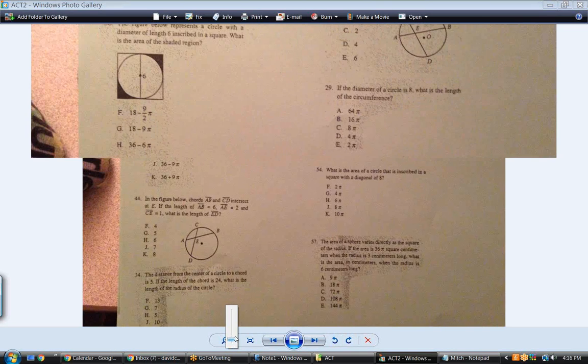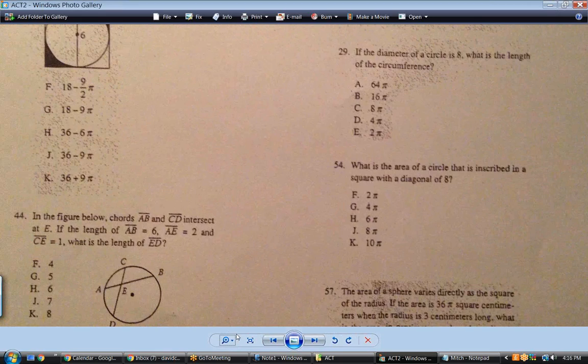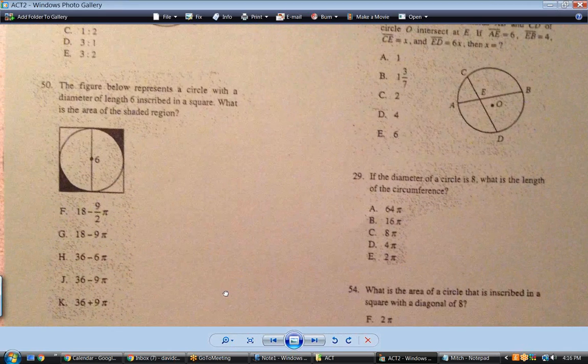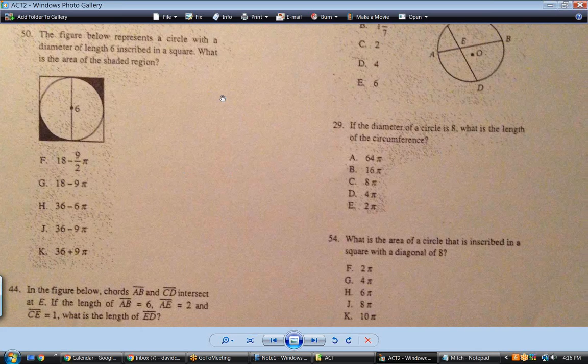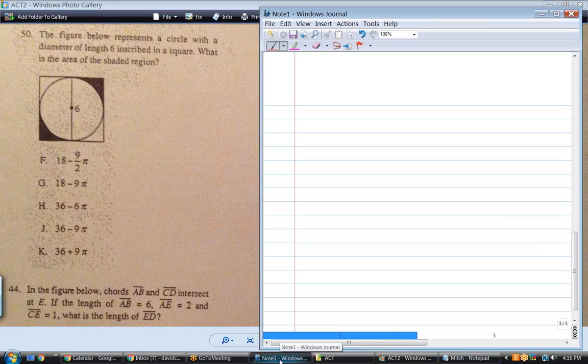Good, a little bit clearer, cut and paste job. All right, 50. Tell me conceptually how we're going to do 50. The area of the shaded region is going to be equal to? What's the formula?